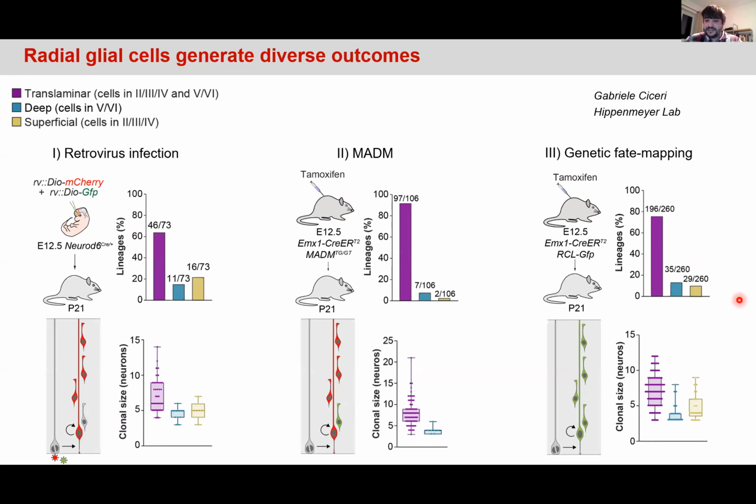And in this final data set, we were able to recover a fraction of lineages that was about 10% of all of them, that was composed exclusively of superficial layer fates. This fraction was smaller than the one observed in the retroviral data sets, indicating that some of these observed lineages were artifactual and had to do with the technicalities of retroviral data.